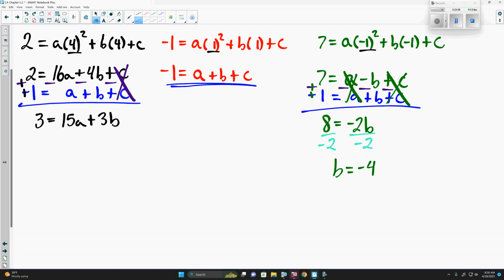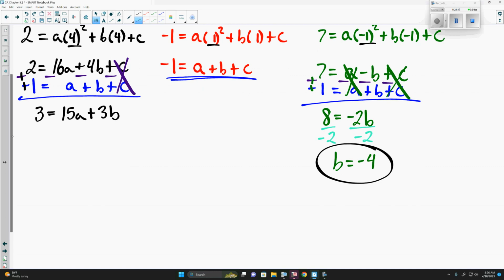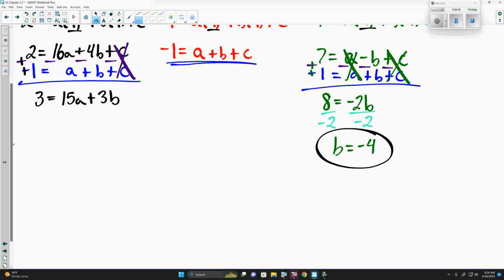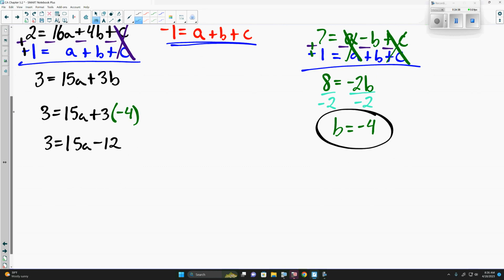Now the nice thing at this point here is that, well, we already know what b is, yes? So we can take this equation that has 2 variables and plug in the value of b to solve for a. This will tell us that 3 is equal to 15a minus 12.